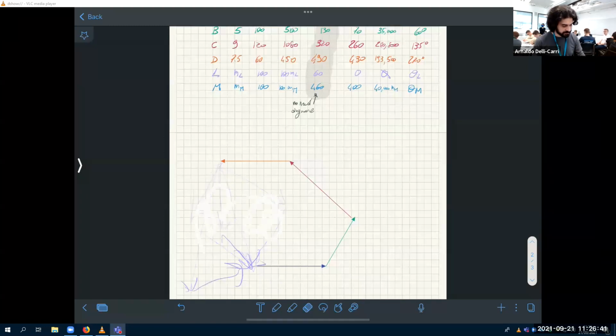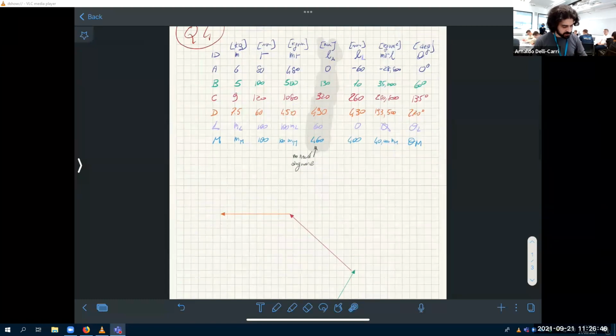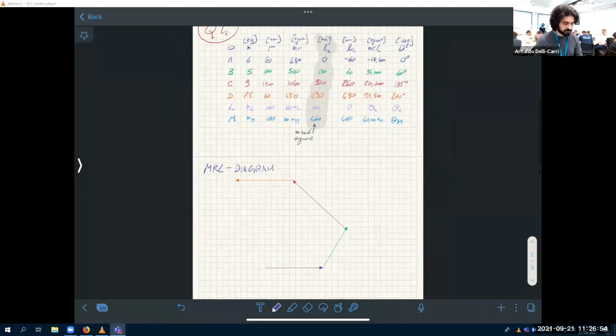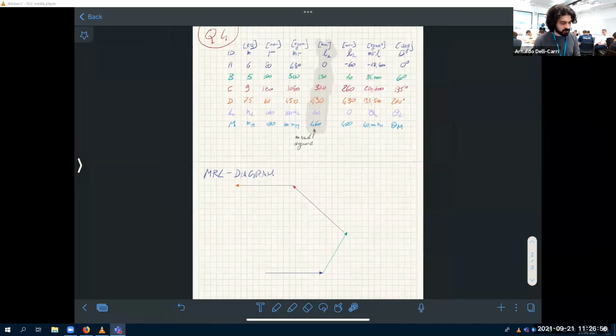Now let's do this properly. So let's start with A. MRL, so let's do, this is the MRL diagram. And I have to draw all these vectors. Now, the first vector is A, which is at 0 degrees, so it's horizontal, but minus 28,800.